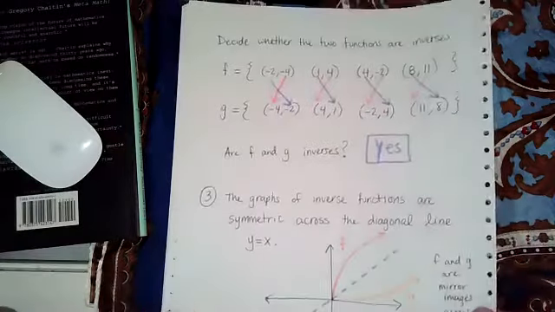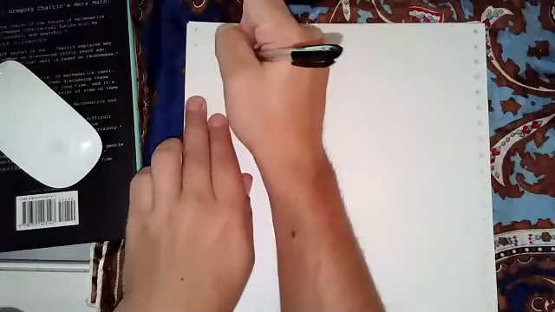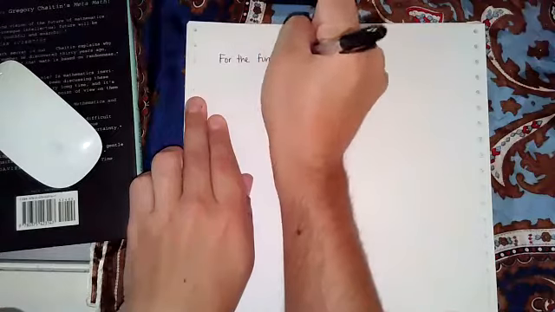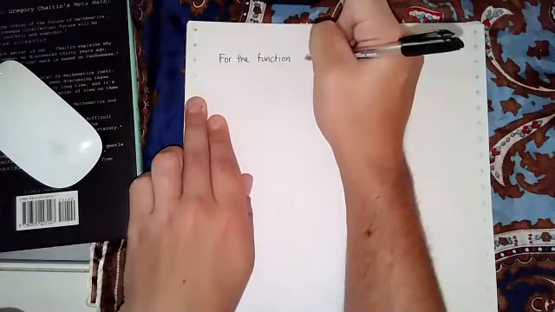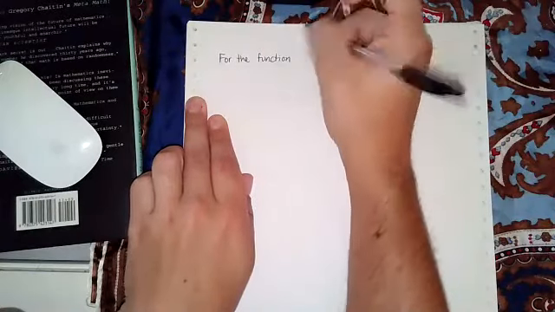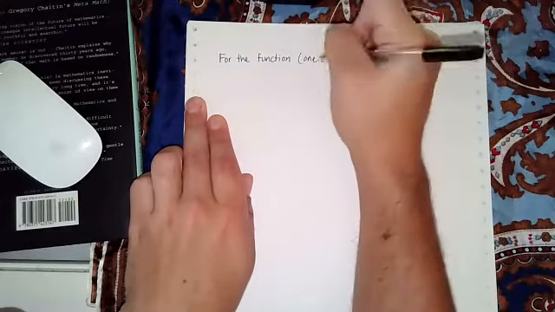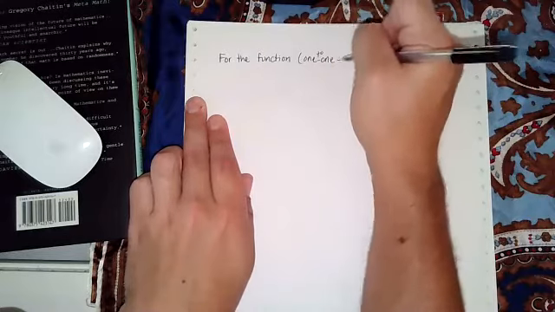So let's start with something simple. Let's start with the halving function. So let me write some instructions down. Okay. For the function, and it's a one-to-one function. So we're just dealing with one-to-one functions now.